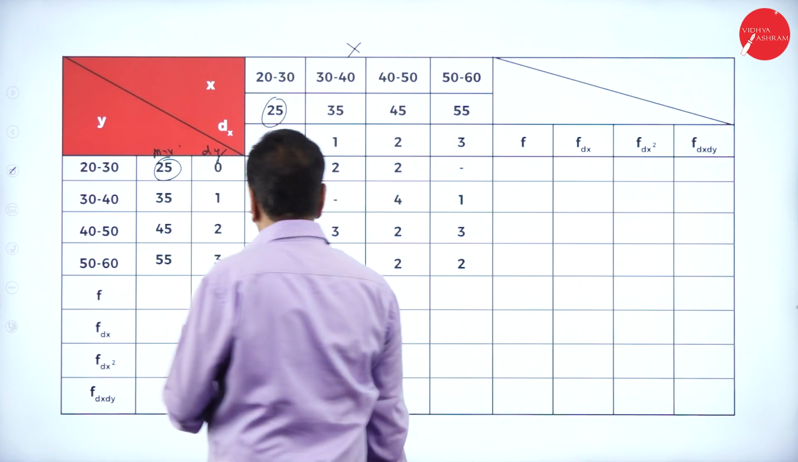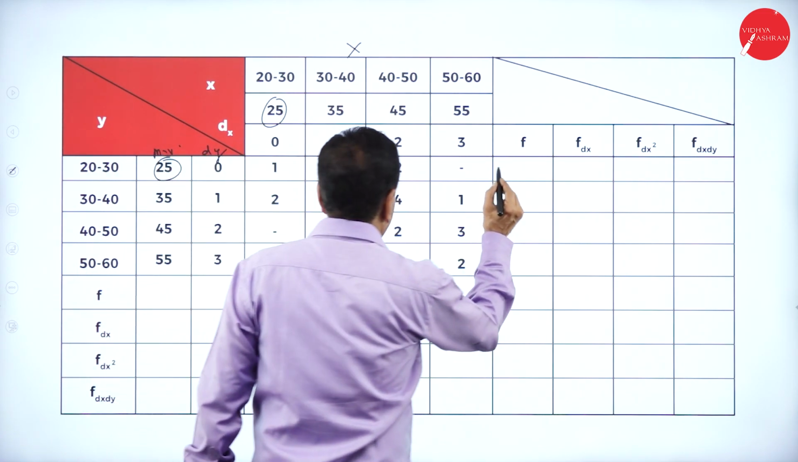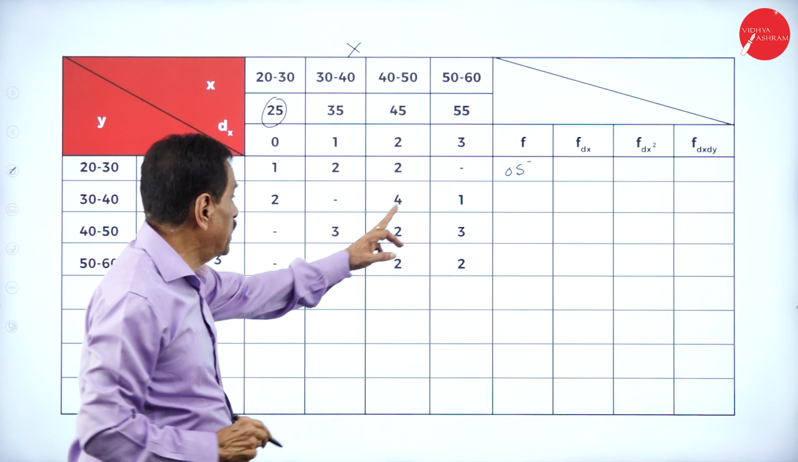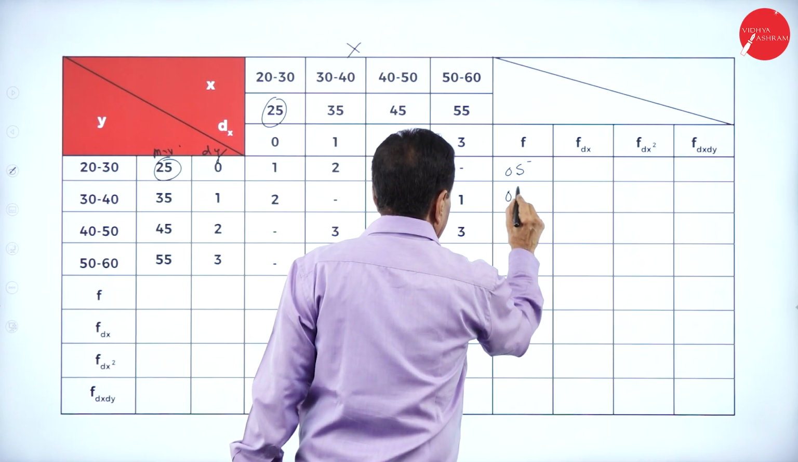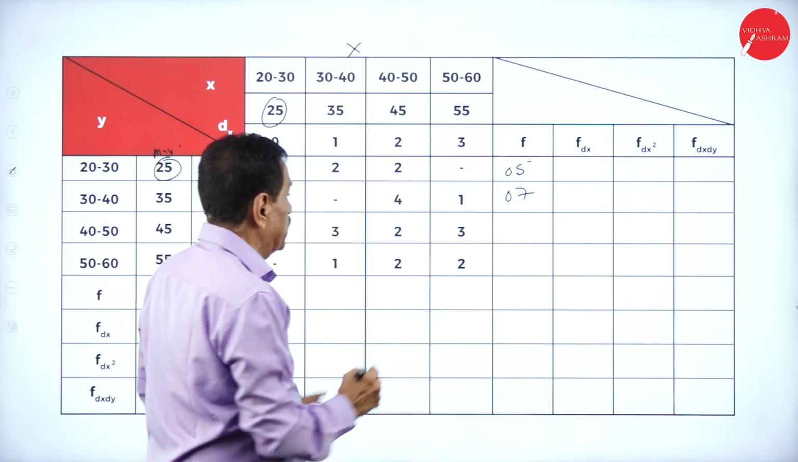What is the first step to do? Add the frequency. 1 plus 2, 3 plus 2, 5. Then add 2 plus 4, 6 plus 1, 7. Then add the frequency: 3 plus 2, 5 plus 3, 8.